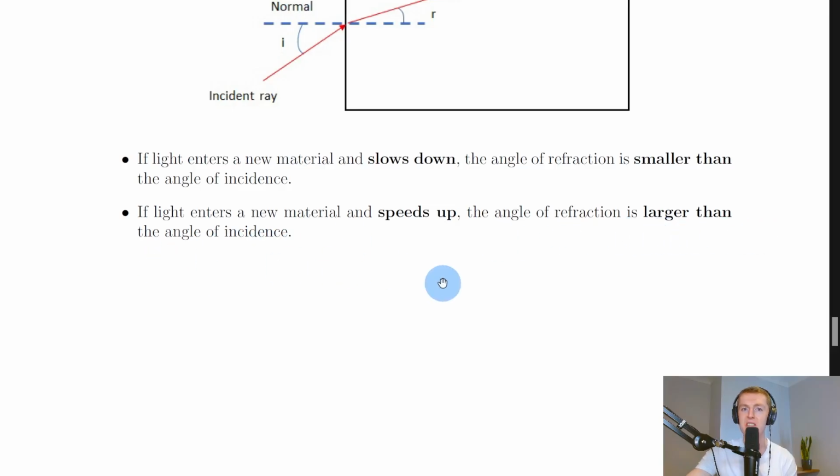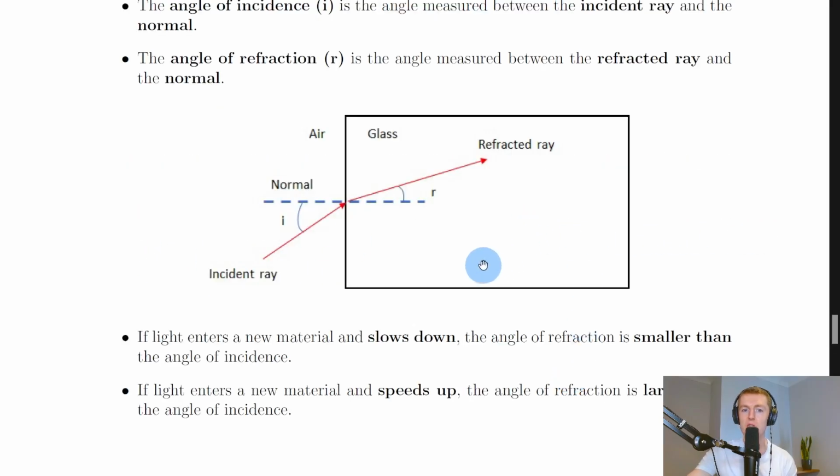So if we look at our diagram in this case, notice how we've got light entering a new material and slowing down because we've got air into glass. So that's this first case here. So the angle of refraction here should be smaller than the angle of incidence, and you can see that in the diagram. We've got a smaller angle of refraction there than the angle of incidence there. However, if we were to continue this light to the other side and then show the emergent ray refracting parallel to the incident ray, then we could draw another normal at this point, and we could show that in this case the angle of refraction would be larger than the angle of incidence.